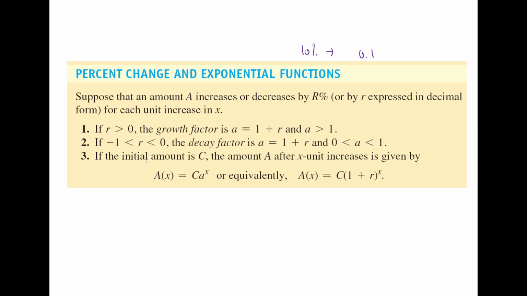Now, if the initial amount, which we always put as C, then the amount after x unit increases is given by the following. Or if we want to, we can write it out like this as well. This is one form, this is the other form. Equivalently, depending on which way you want to look at it, those are the same thing, because C is your initial starting point, and a is really 1 plus r, because remember, a is 1 plus r. So we can write it either way, depending on how we want to look at it or what we're given.